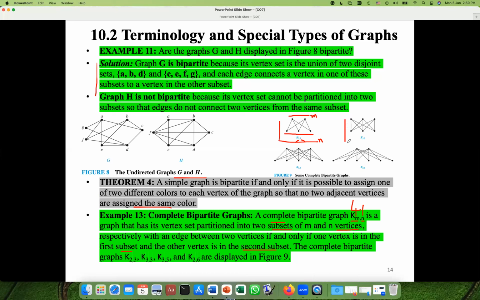This is also a complete bipartite graph. All these are complete bipartite. Look here, this is the first M, this is the second N, and you have the edges all over there. Yeah. So this is a complete bipartite graph. And K_{2,3}, K_{3,3}, K_{3,5}, K_{2,6} are written here, mentioned here.